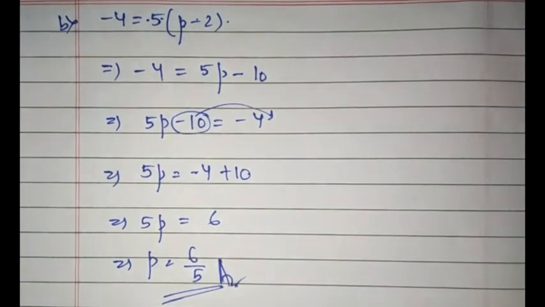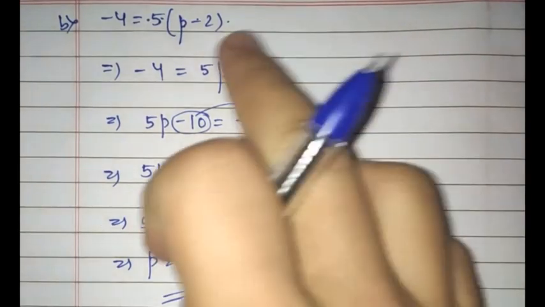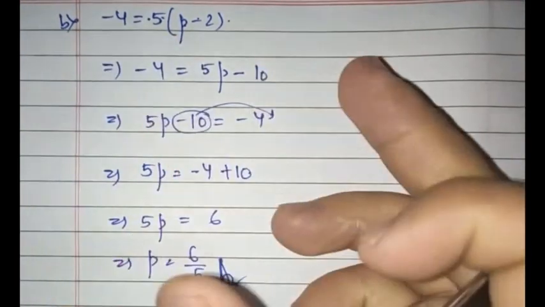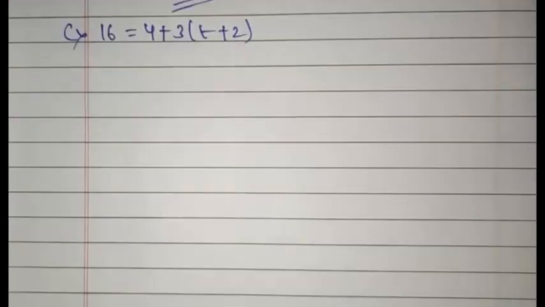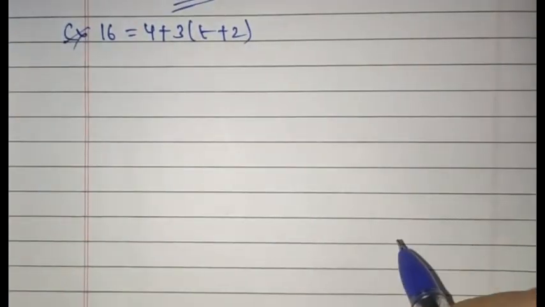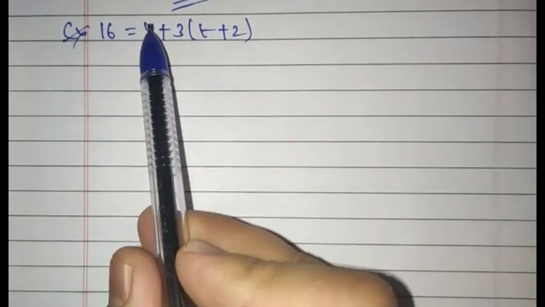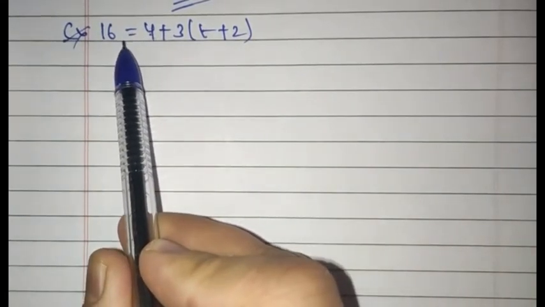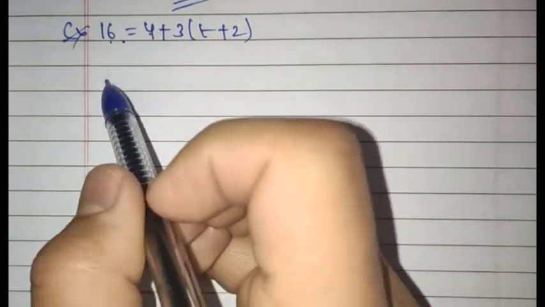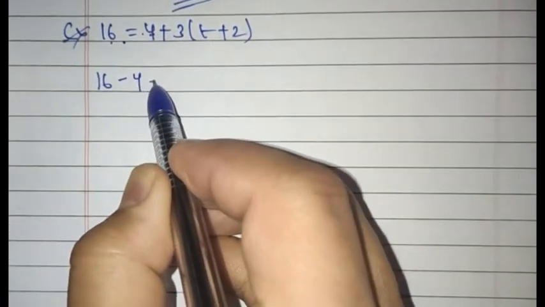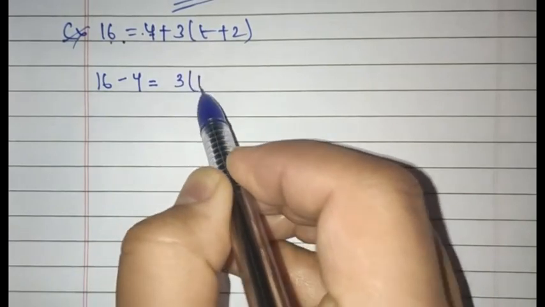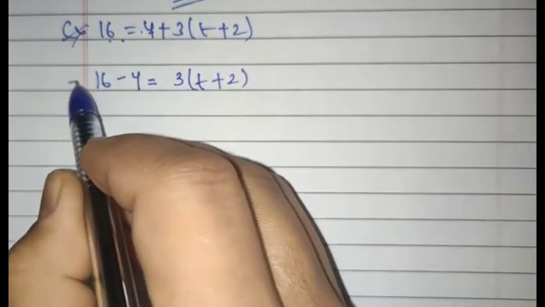I hope this is clear to you. You can do it in this way, or you can divide both sides by 5 and do it that way also. Okay, proceeding to question number C: 16 is equal to 4 plus 3(t plus 2). In such a condition, we can bring this 4 to the left hand side, and what will happen? This is plus 4, no? So you can write 16 minus 4 is equal to 3(t plus 2), right?